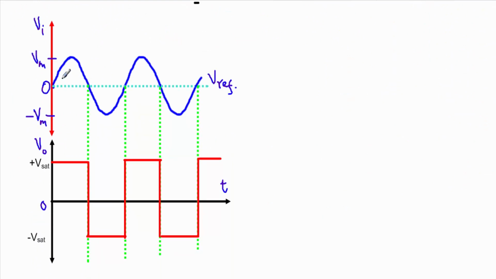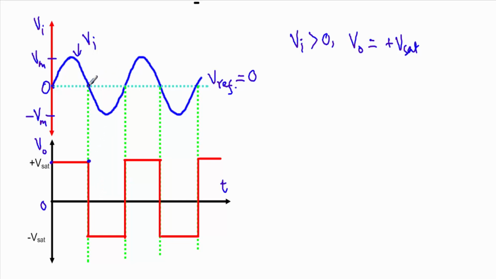We are applying a sinusoidally varying input voltage, so this is our Vi, and this is our reference voltage equal to 0, indicated with this pink shaded region. From this interval to this interval, the input voltage is in the positive half cycle, therefore our input voltage Vi is greater than 0, so our output voltage will be in the positive saturation region.